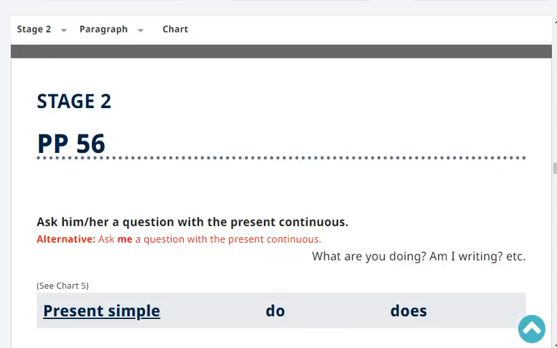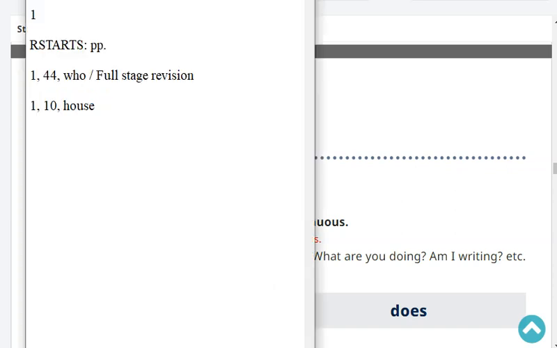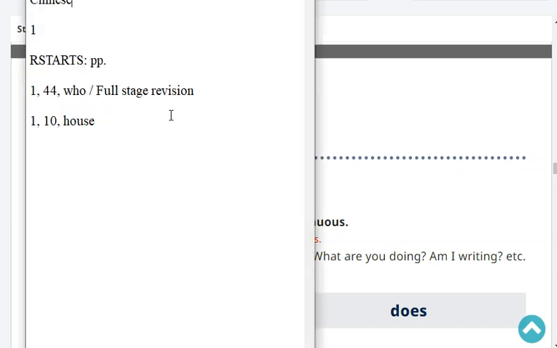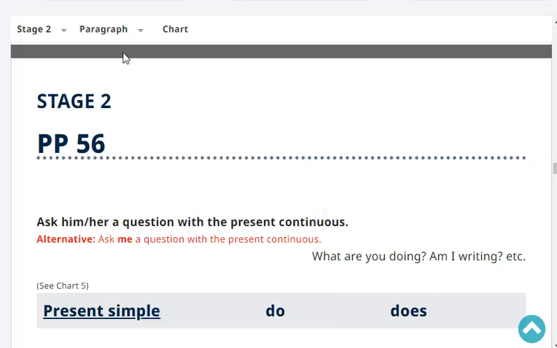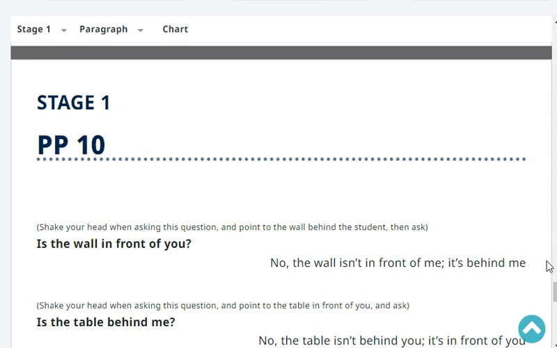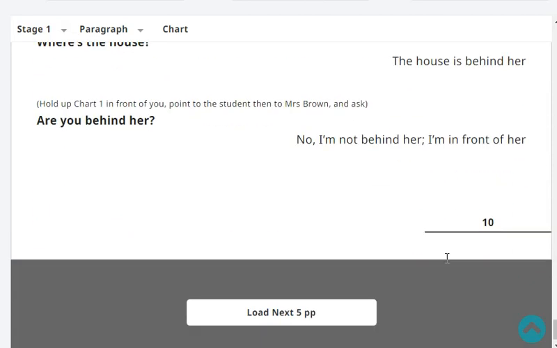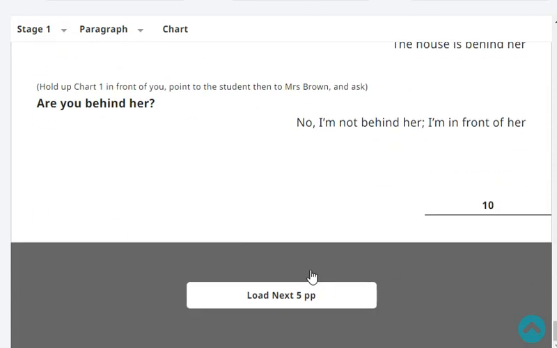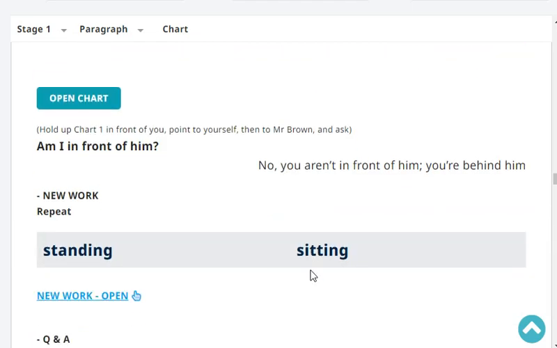Okay, so our reading is at stage 1, page 10. Last headword was house. Okay, stage 1, page 10. Last headword was house. Okay, start with page 11, standing, sitting.